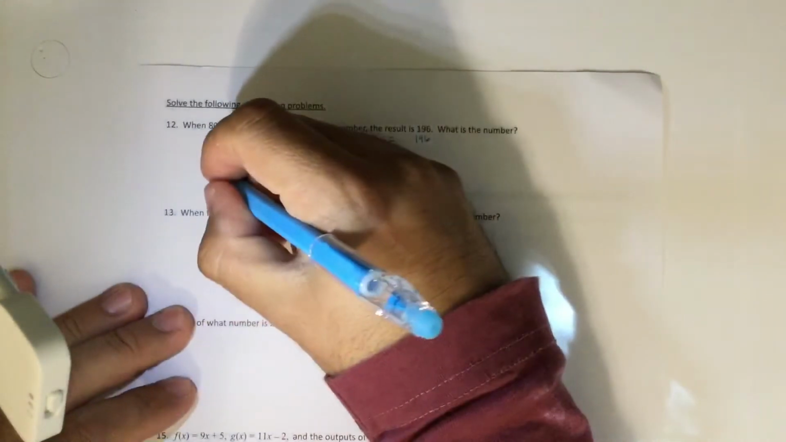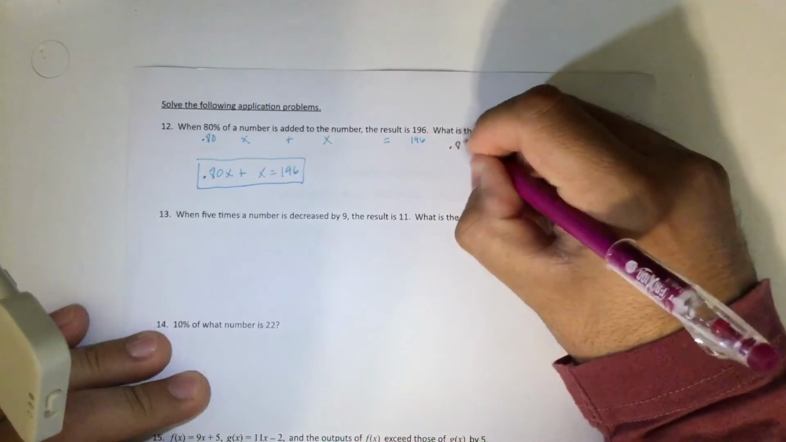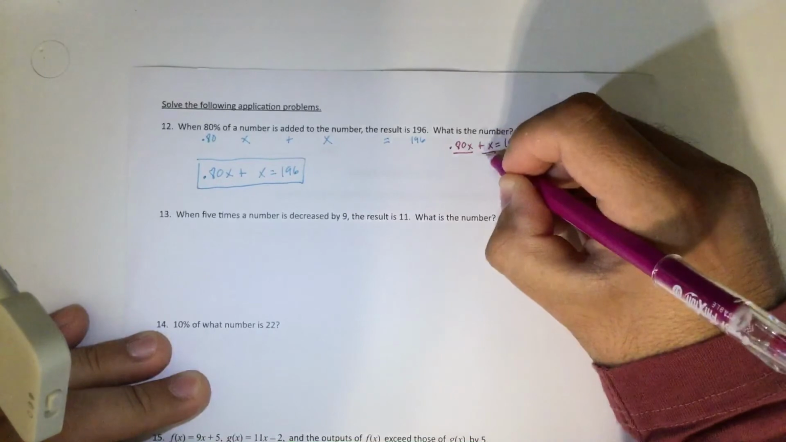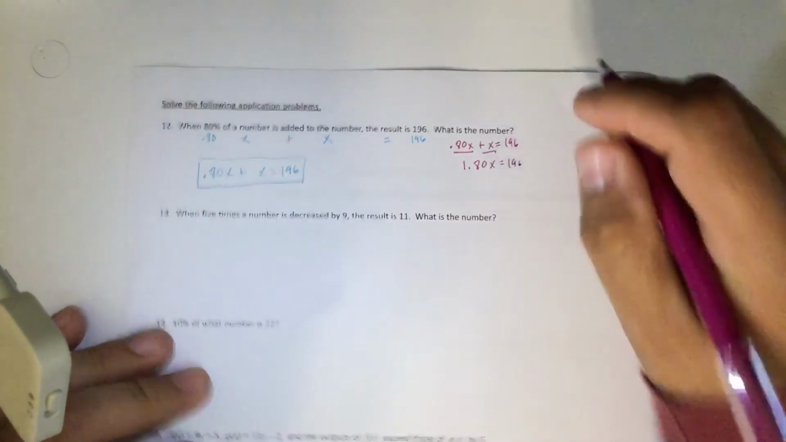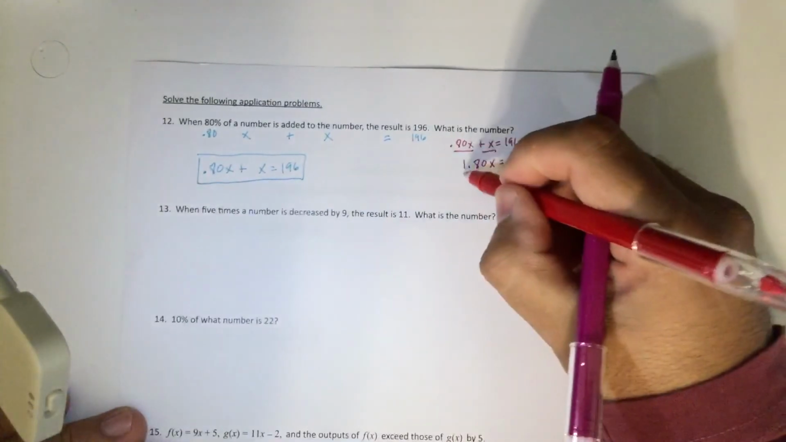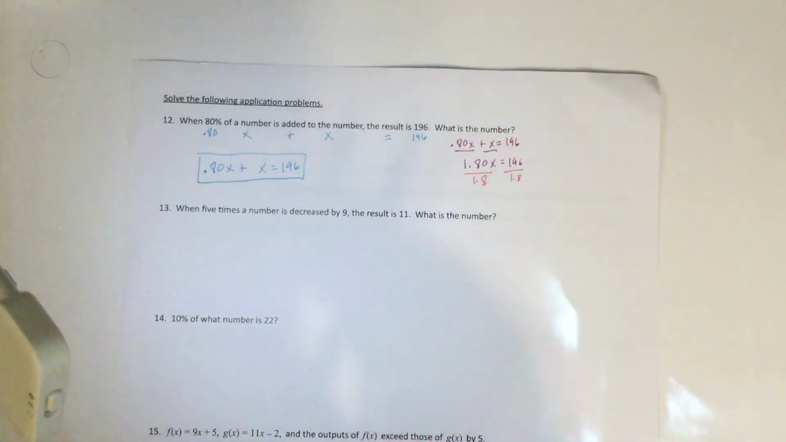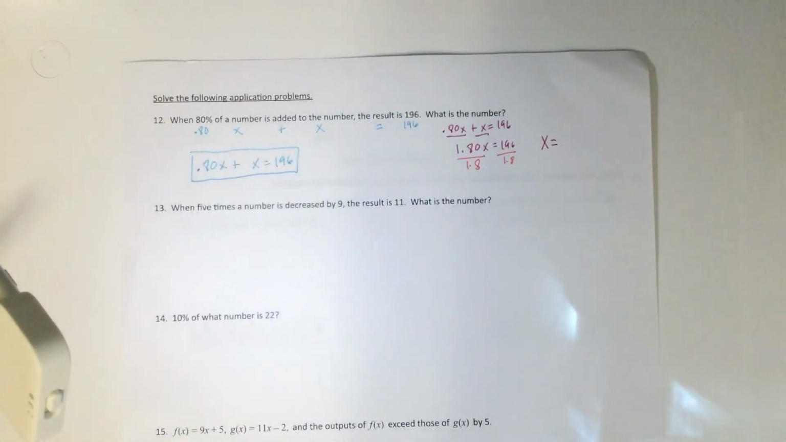So this is my equation, and I'm just going to take it over here and solve it. So let's see. 0.80x plus x equals 196. These are like terms. So 0.8x plus x is going to be 1.8x equals 196. To solve this, we're going to divide both sides by 1.8. And when we divide by 1.8, let's see what that gives us. So x equals 196 divided by 1.8.